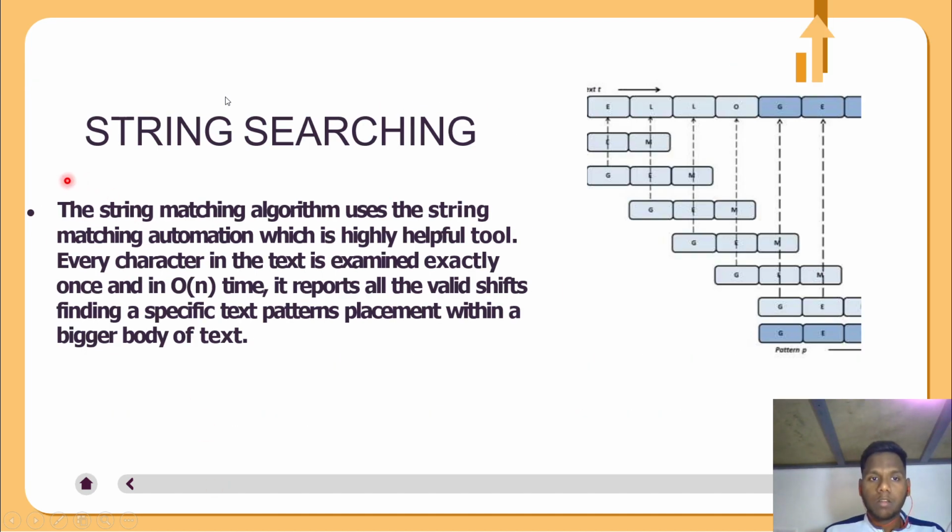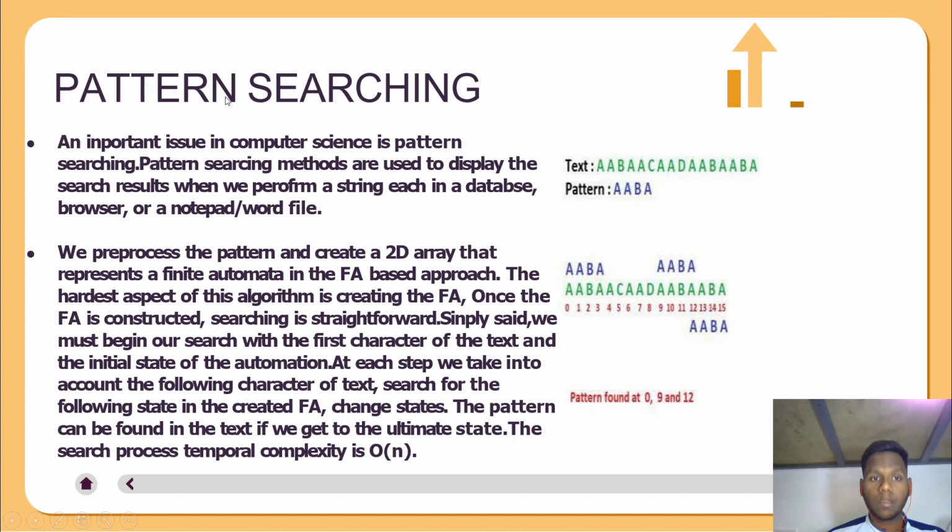Now coming to string searching. The string matching algorithm uses a string matching automaton, which is a highly helpful tool. Every character in the text is examined exactly once, in order of n times. It reports all the valid shifts, finding a specific text pattern or placement within a bigger body of text. As we discussed earlier, that is string searching.